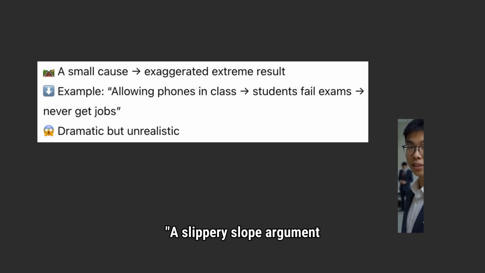A slippery slope argument exaggerates cause and effect. It takes one reasonable point and stretches it into something extreme. For example, if students are allowed to use phones in class, they will stop studying, fail exams, and never get a job. See how it jumps from one step to a very unrealistic conclusion? That's the slippery slope at work.